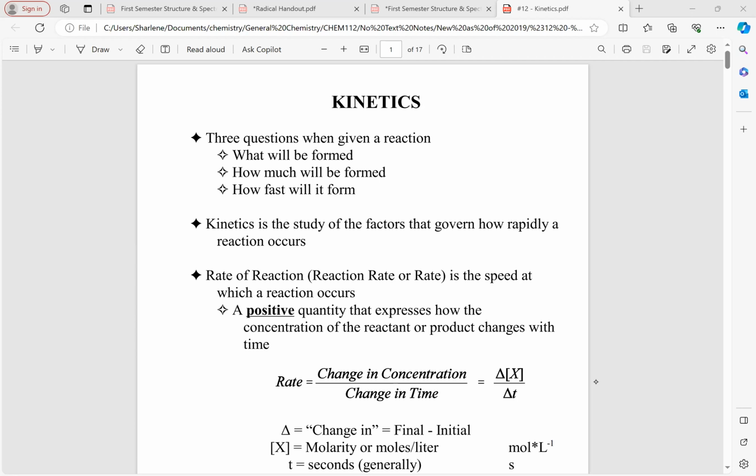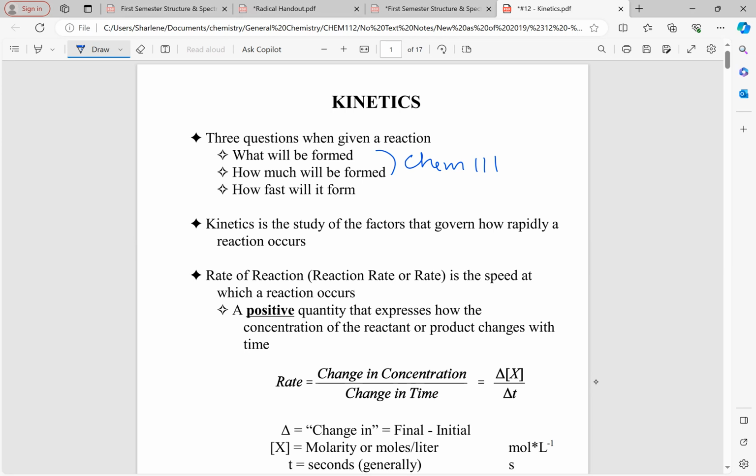All right, generically, what in the world is kinetics and why do we care? So kinetics helps us answer one of the three big questions, which are what will be formed, how much will be formed, and how fast will it form. So these two we pretty much answered in Chem 111. We are going to talk a little bit more about what could be formed. There's new reactions in Chem 112, but those are the basics that we got last semester.